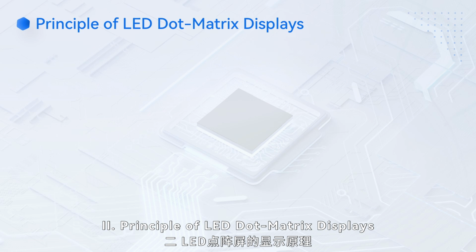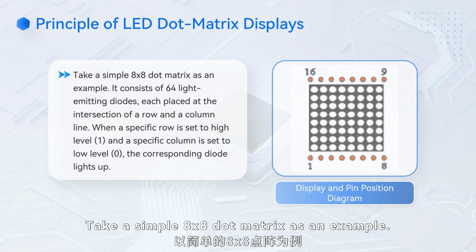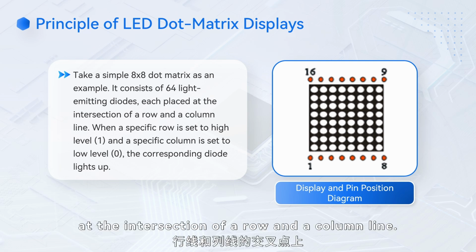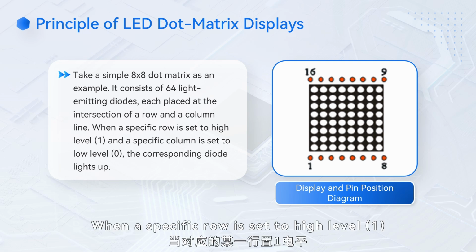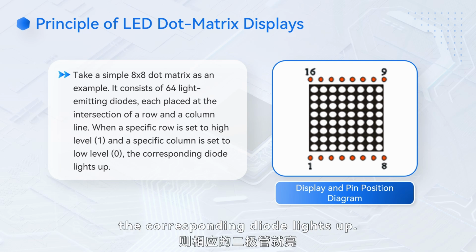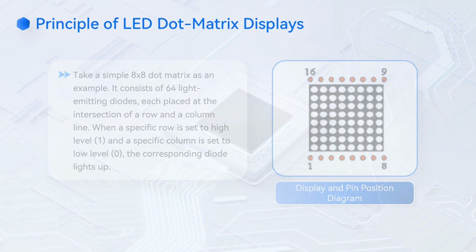2. Principle of LED dot matrix displays. Take a simple 8 by 8 dot matrix as an example. It consists of 64 light-emitting diodes, each placed at the intersection of a row and a column line. When a specific row is set to high level, 1, and a specific column is set to low level, 0, the corresponding diode lights up.